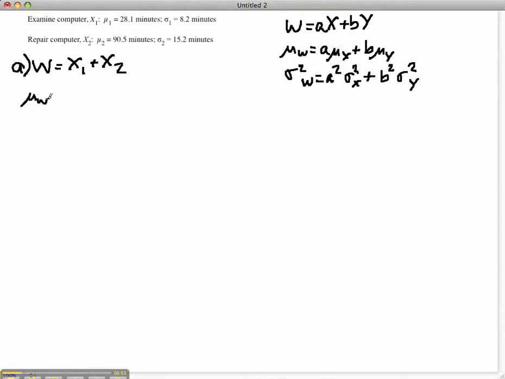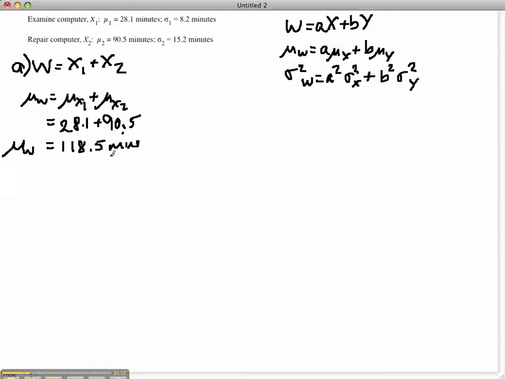So the mean of W is just going to be the mean of x1 plus the mean of x2. Well, they tell us what the means are right up here. 28.1 plus 90.5. And so the mean wait time is 118.5 minutes. And there's the mean.